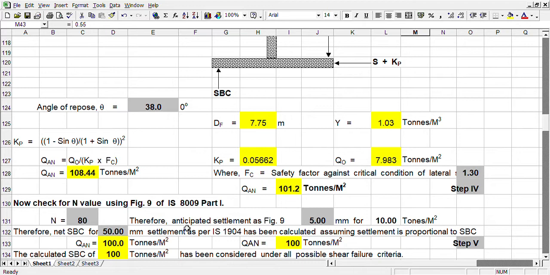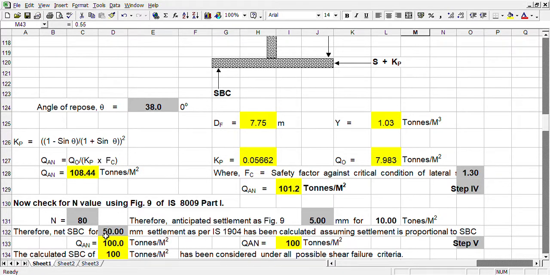Now, for settlement, in IS 8009 Part 1, there is a curve, Figure number 19. For 10 meter, it is 5 mm for 10 metric ton per unit area. So therefore, the SBC for 50 mm settlement we are calculating, SBC is 100 ton.